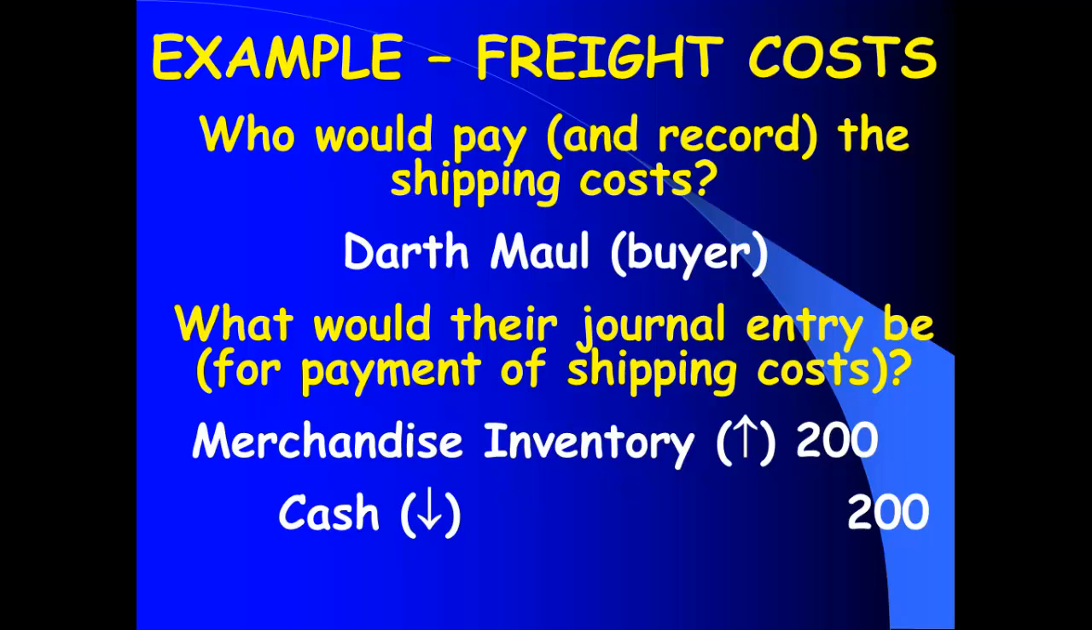What would the viewpoint be from the seller? If it is, in our example right here, FOB shipping point, the seller does nothing. Seller does nothing. Only one of the two parties records the freight cost. Only one of the two parties pays the freight. So in this case, the buyer pays the freight, the seller does not.